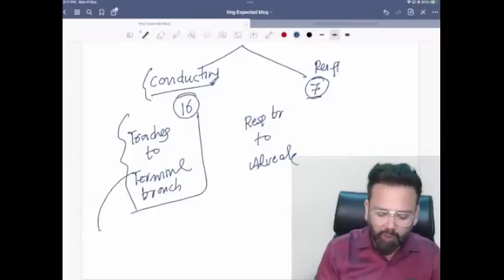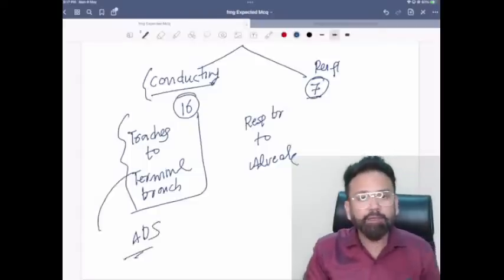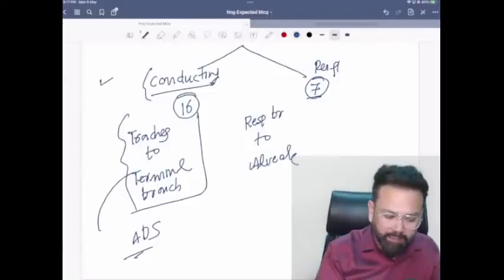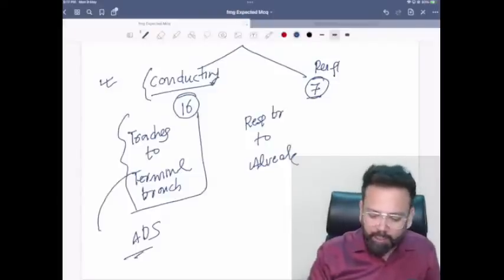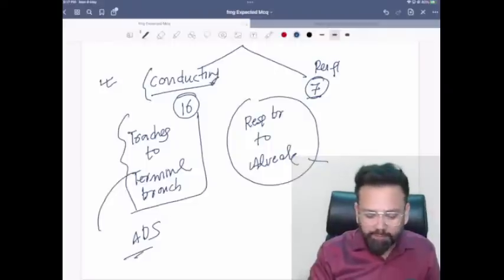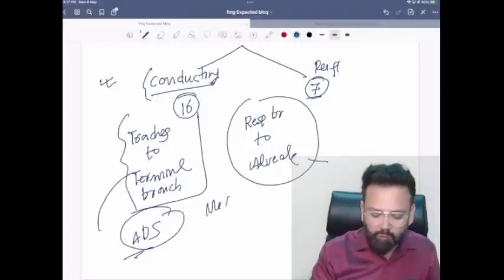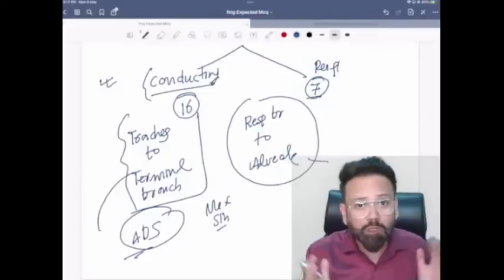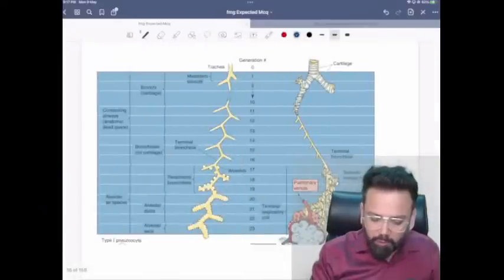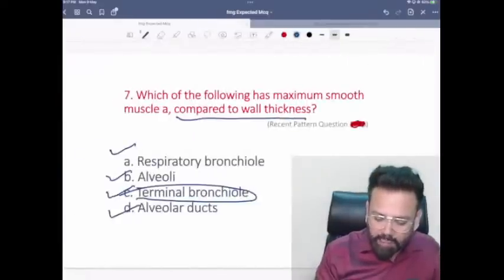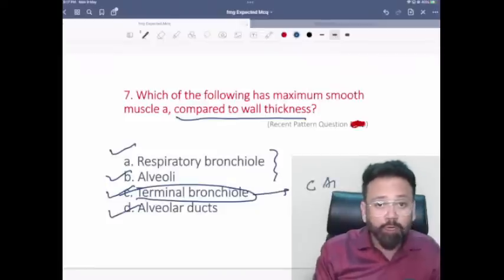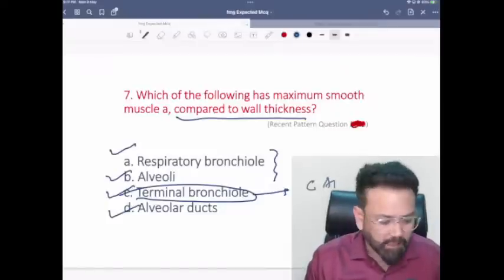And these are the conducting airway. These are just anatomical dead space. They are having the air which is not participating in gas exchange. So they are called conducting airway. Okay, and this is your respiratory airway. This is for exchanging the gas. Now these are having maximum smooth muscle so that they can cause bronchoconstriction, bronchodilation. Okay, so this is about the airway. So only conducting airway will have smooth muscle.